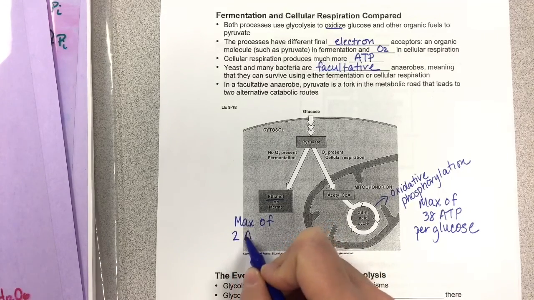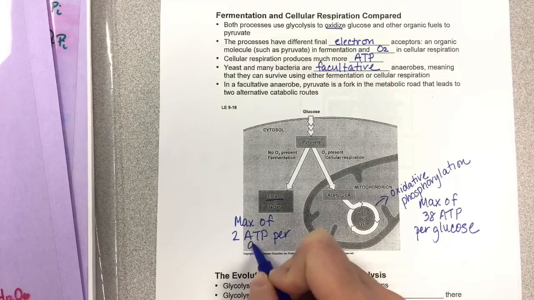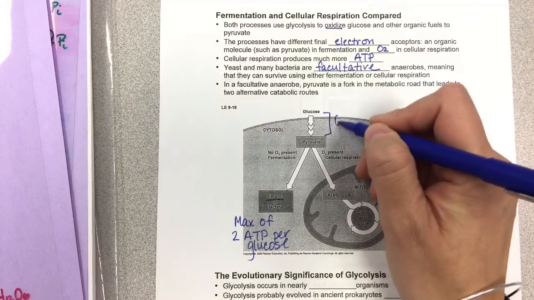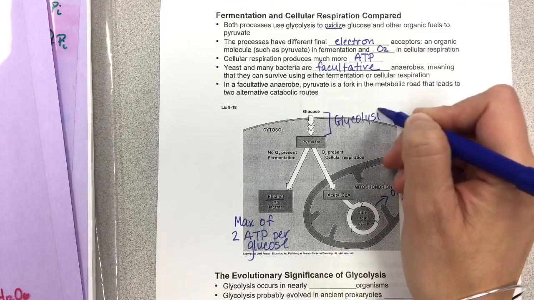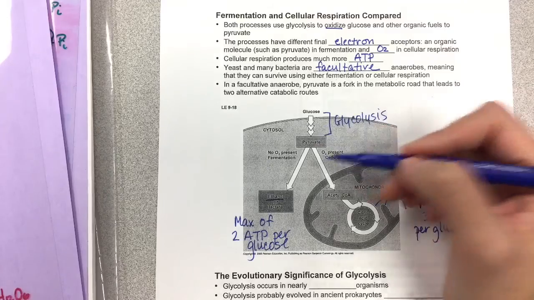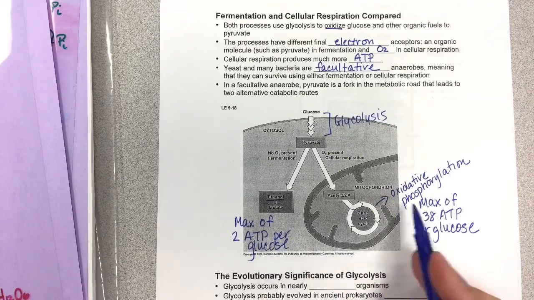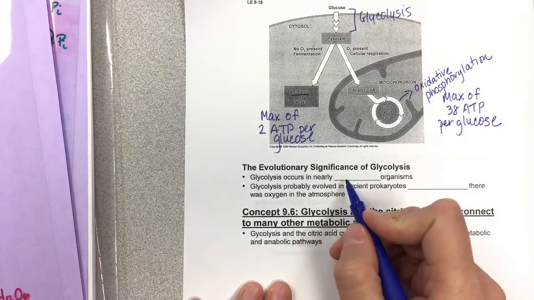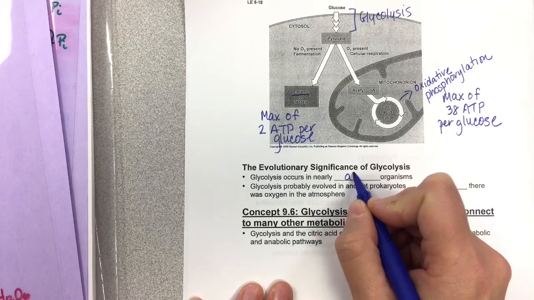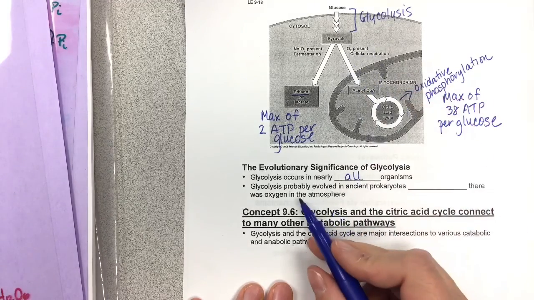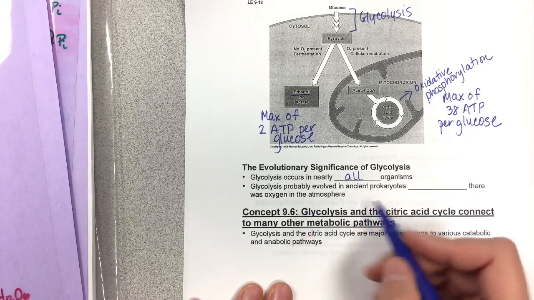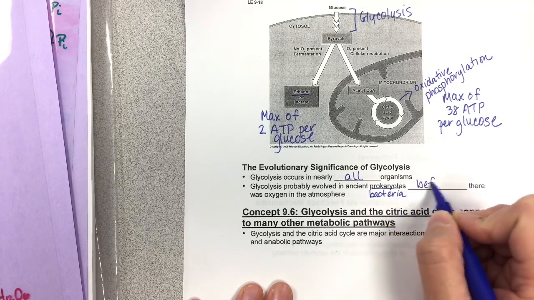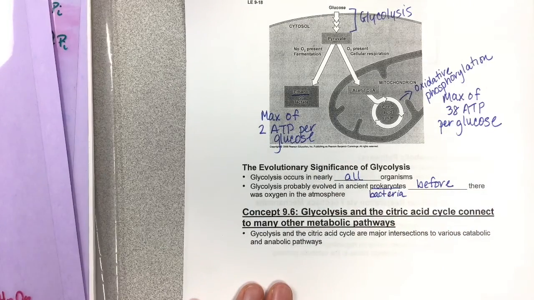It's a max of 2 ATP per glucose molecule. Why? Because you're just doing glycolysis, and glycolysis only makes 2 ATPs. And so therefore, that's your max. Big difference here. Big difference in the number of ATPs. So the evolutionary significance of glycolysis: it occurs in all organisms. They think that glycolysis probably evolved in ancient prokaryotes. Prokaryotes are like bacteria. Actually, before there was oxygen in the atmosphere, because it doesn't need oxygen.